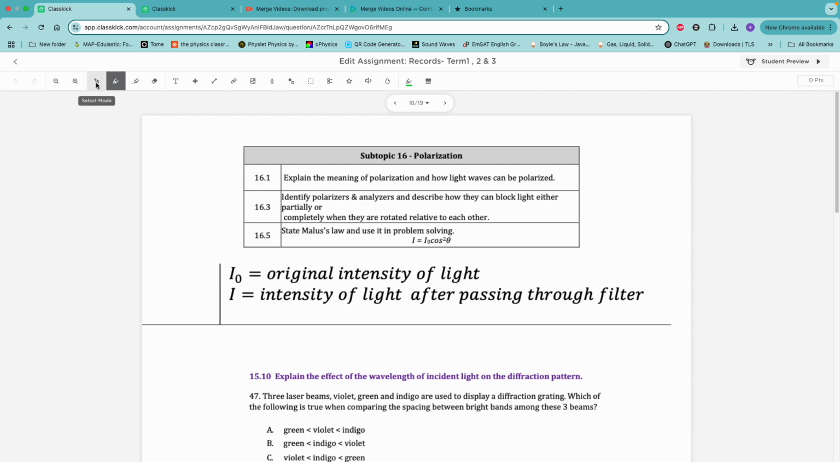To the idea of polarization, the only points you need to understand about this concept are the meaning of polarization. What does it mean? How are we able to polarize light? What formula can be used to calculate the intensity of light that will be transmitted from the filter or polarizer?